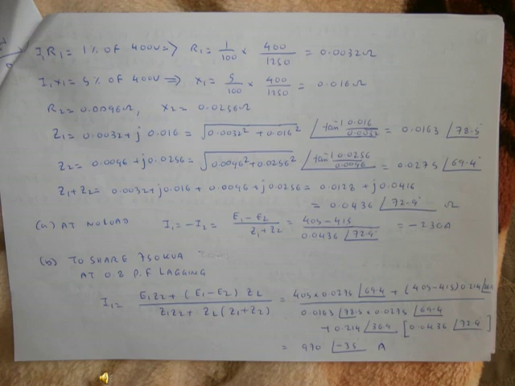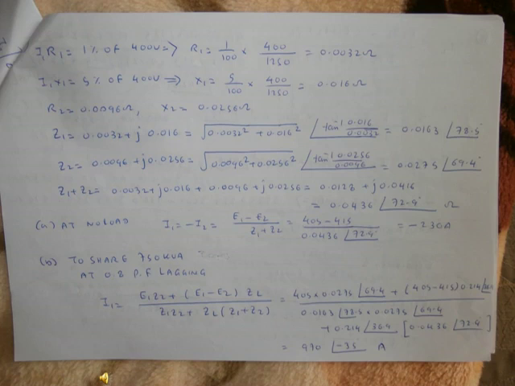So the total is 0.0032 plus j0.016 plus 0.0096 plus j0.0256, so 0.0128 plus j0.0416, which is 0.0436 at 72.9 degrees. And the circulating current must be I1 minus I2, and also E1 minus E2, 405 and 415, divided by 0.0436 at 72.9 degrees.